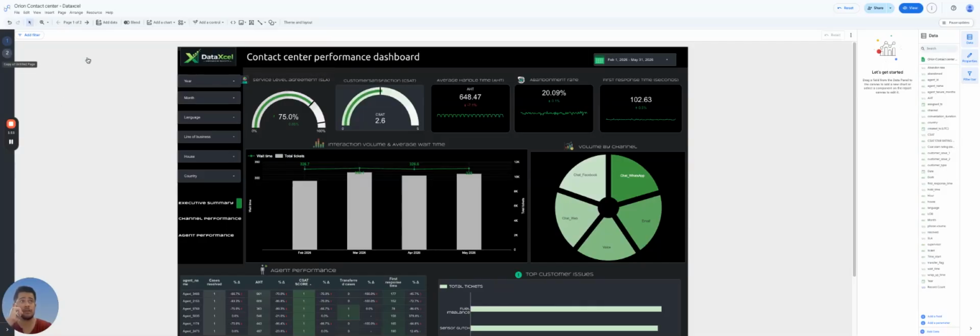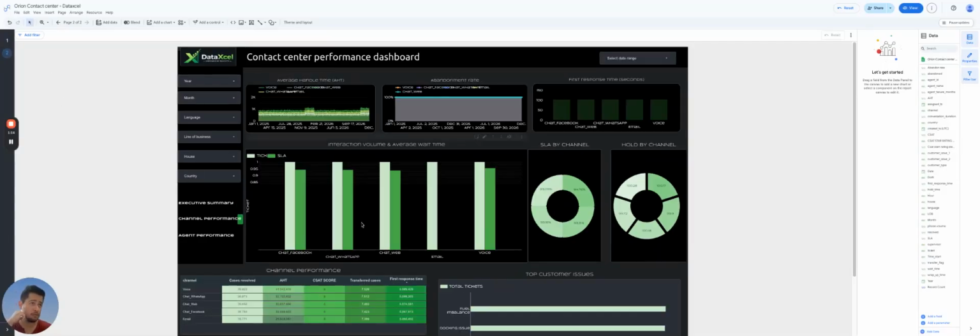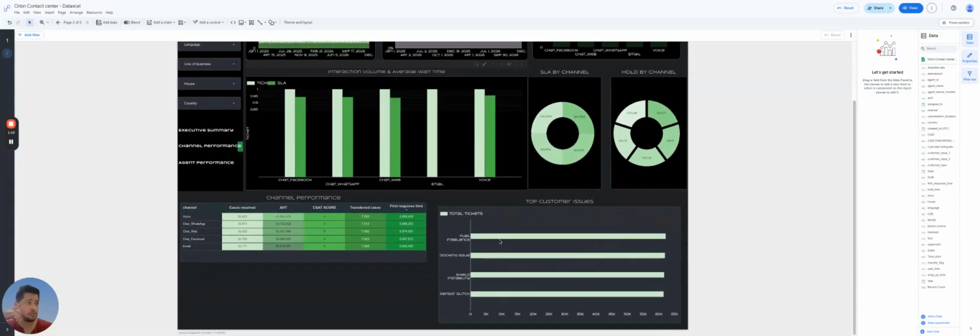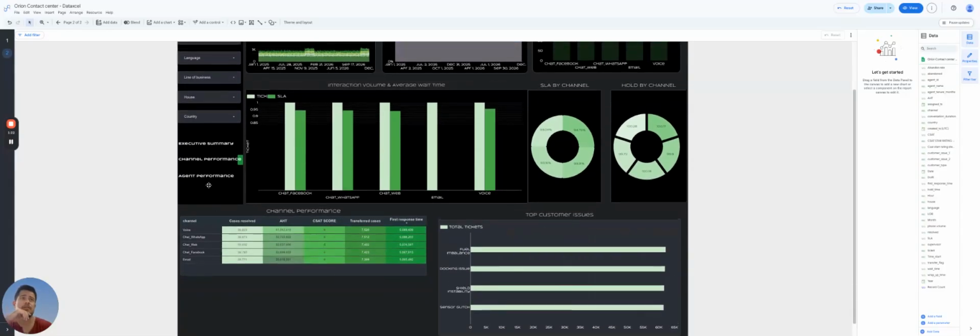So let's take a look at the agent performance dashboard and the channel performance dashboard to see if we have better insights. So this is something that is definitely useful for any business.